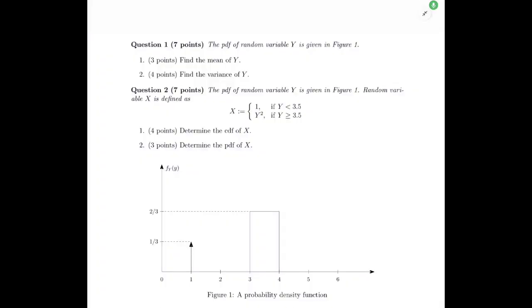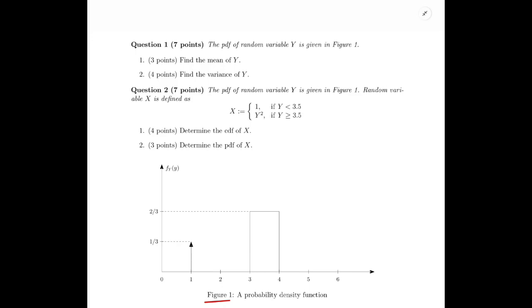Hi, in this video we would like to solve two questions from a final exam for the course Probability and Random Variables, especially for electrical engineering. The first question is asking to find the mean and the variance of the random variable y given the probability density function shown in figure 1.